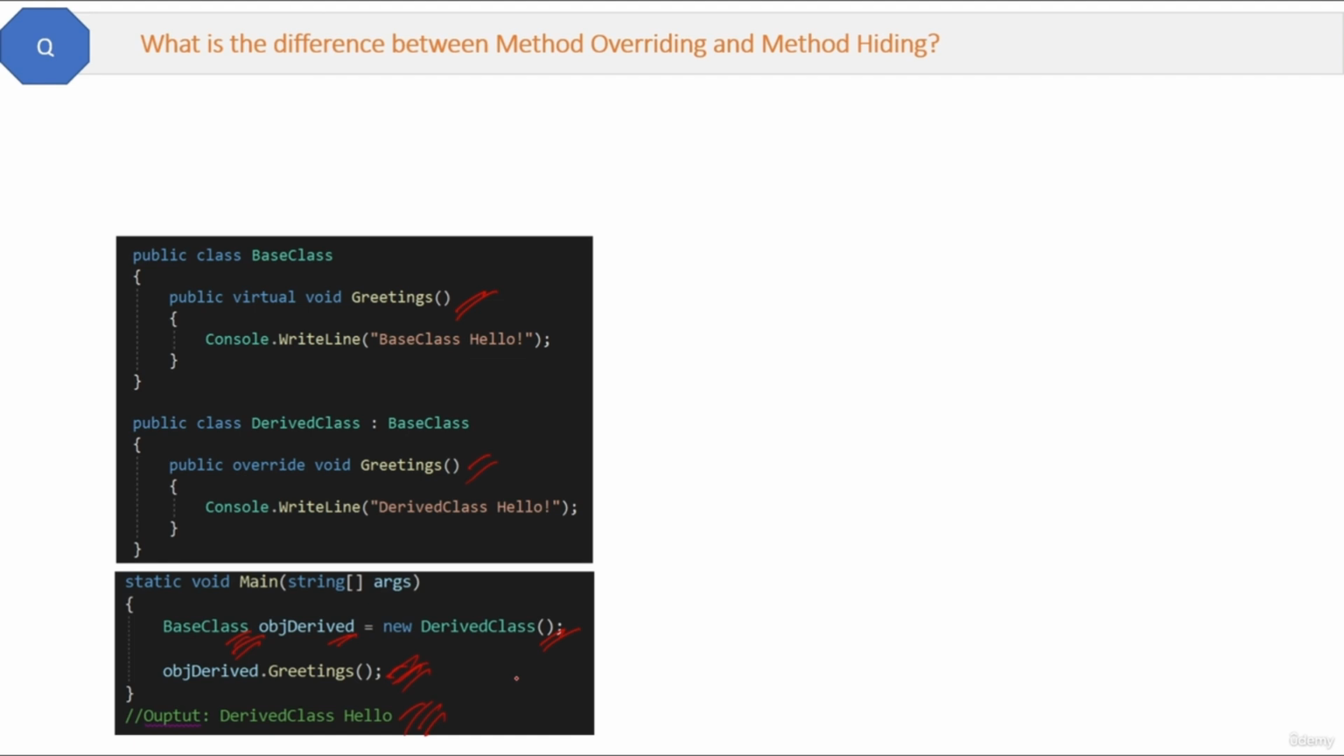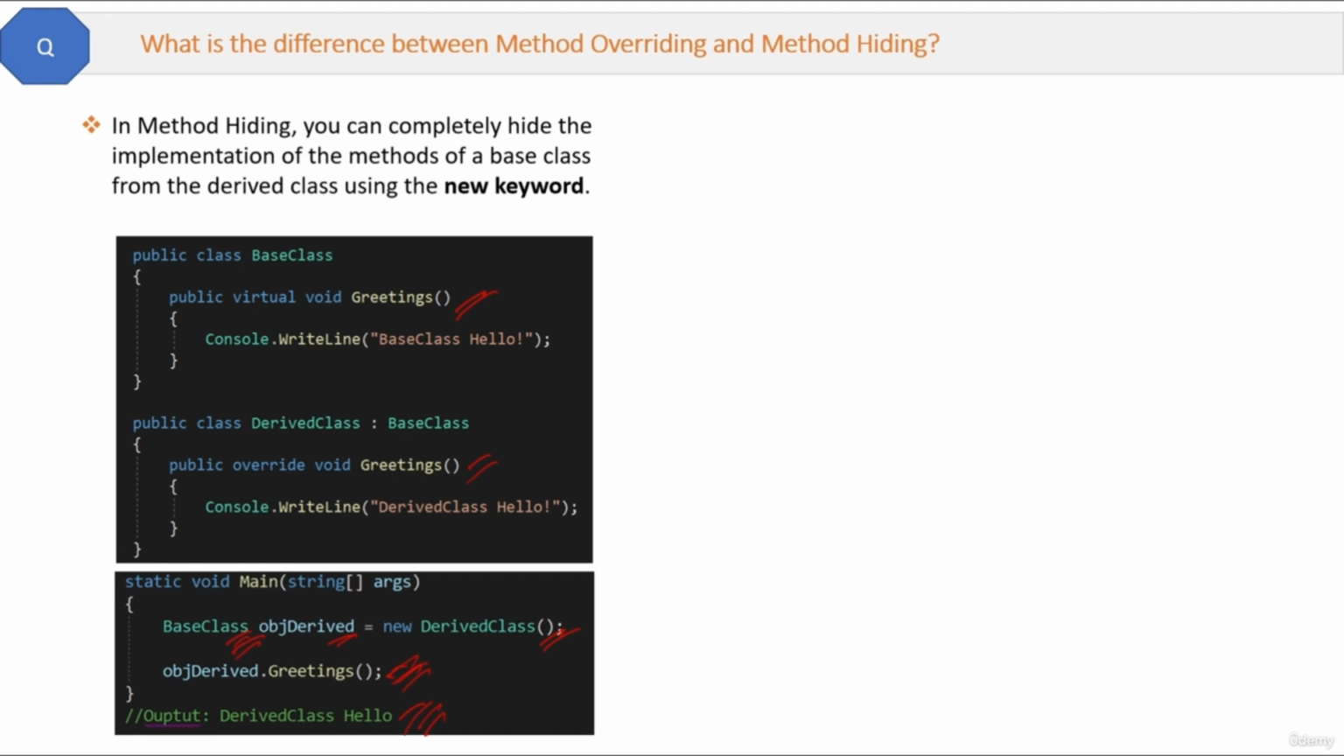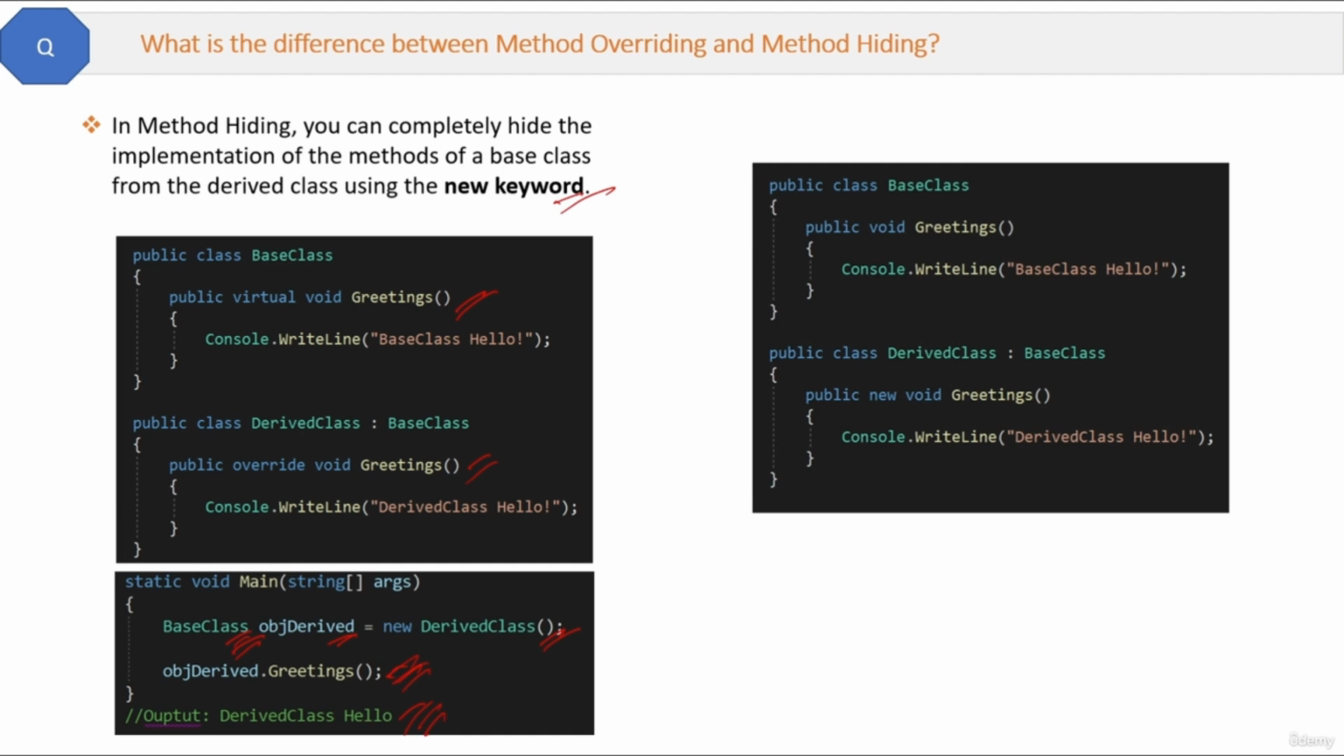Now, what is method hiding? In method hiding, you can completely hide the implementation of the methods of the base class from the derived class using the new keyword. Now, let me show you the code. If you see, it is the same as the overriding code, except the only difference is we have not used the virtual and override keywords here. Rather, a new keyword is present in the derived class method. It is not override, it is the new keyword. The rest of the things are almost the same.